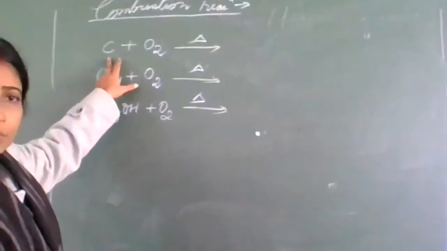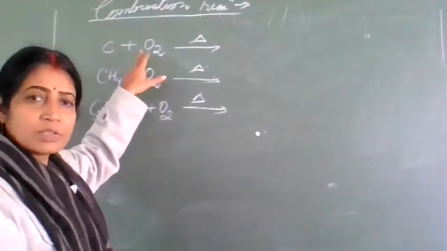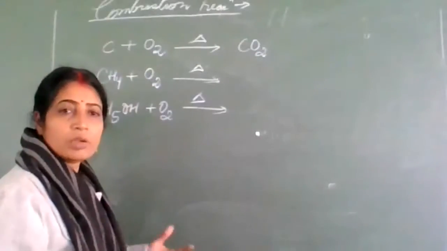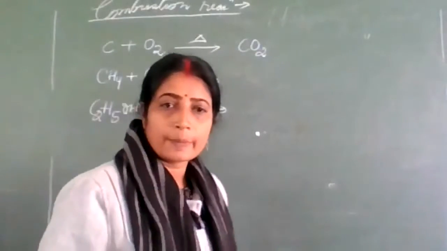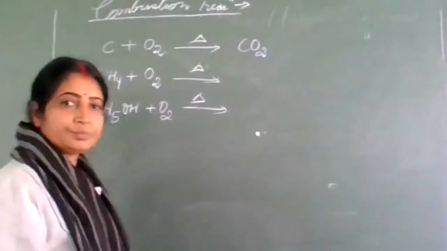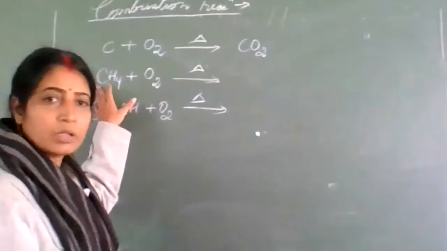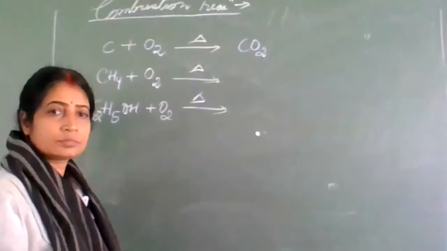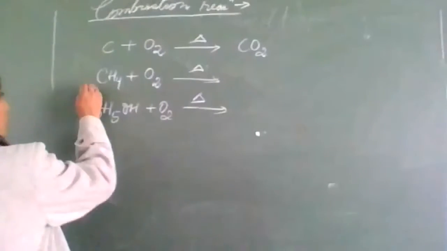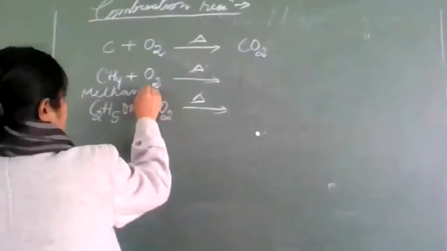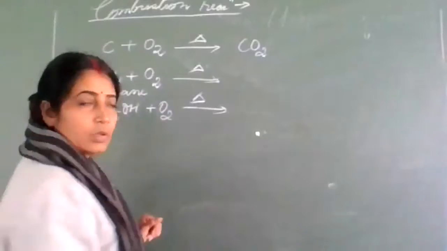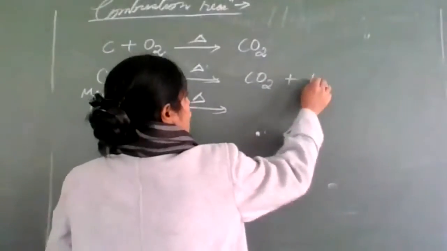If I take carbon, carbon burns in presence of oxygen. So what are you going to get? You are going to get CO2 only. Why only CO2? Because there is no hydrogen here. Since there is no hydrogen, only carbon dioxide will be formed. In the second case, what is CH4? Methane. Very good. So when you burn methane in presence of oxygen, carbon dioxide and water, H2O, will be formed.